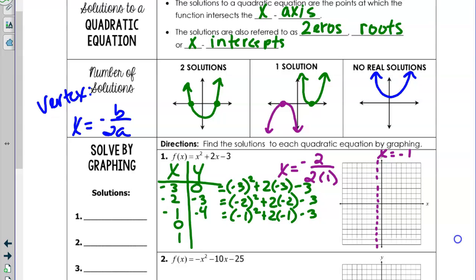If you're having trouble getting these in your calculator, you can certainly ask for help. Now we're going to put a 0 in, so 0 squared plus 2 times 0 minus 3 should be, this was easy, -3, right? Now do the same thing for 1. Zero, yep. So what do you guys notice with this table?